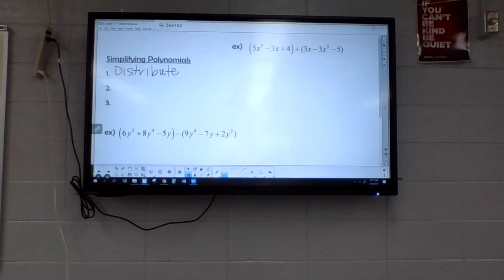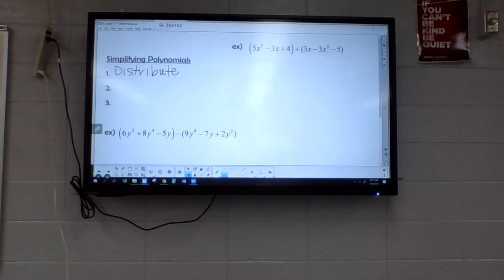So this first one's not going to change at all, but I'm going to rewrite it anyway. You don't have to. Just so I have stuff to work with here. But I distribute that negative 1 in. So this is going to become a negative 9y to the 4th. But this is negative, negative, so a positive 7y. And then a negative and a positive is going to be a negative 2y squared. So I distributed in this case. Now I'm ready to combine like terms.